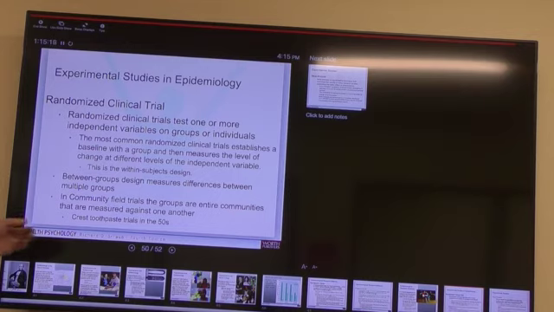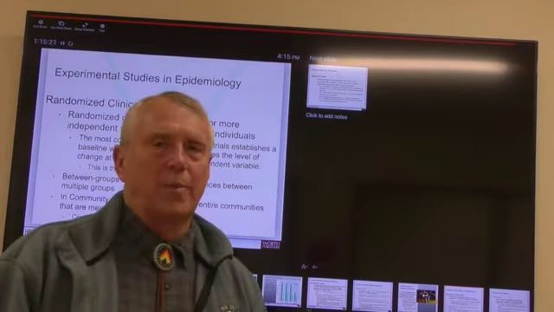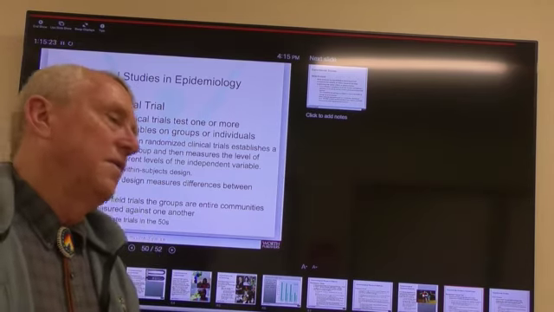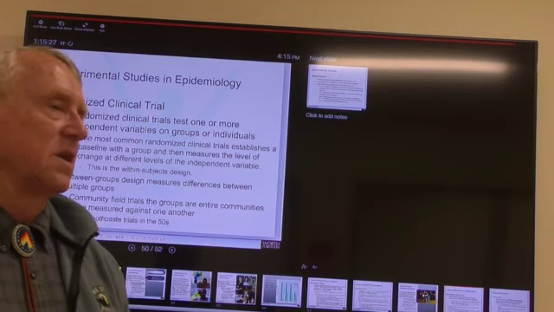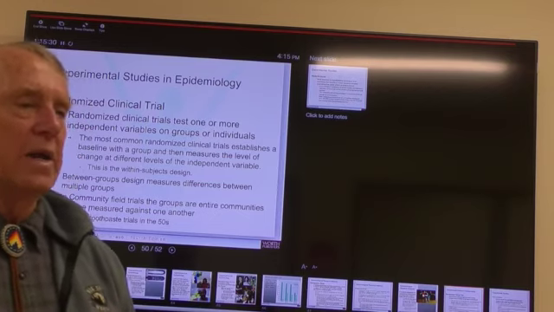Crest toothpaste trials of the 1950s. The reason I put that up there is because in the 1950s, they decided that they were going to see if the fluoride in Crest actually kept people from getting cavities.